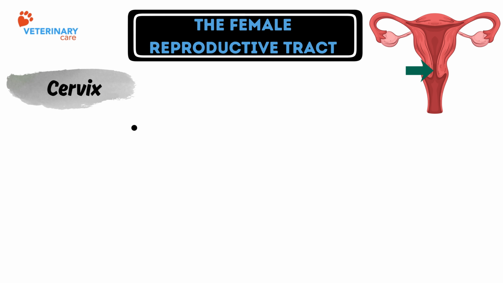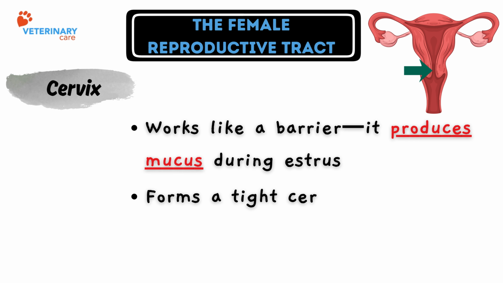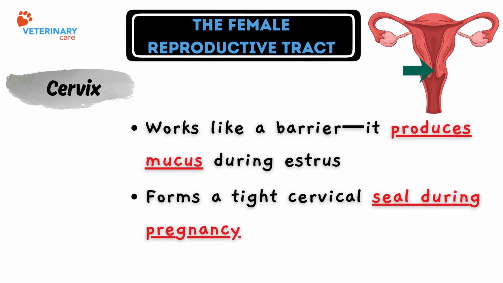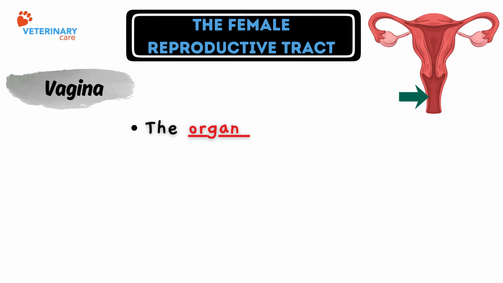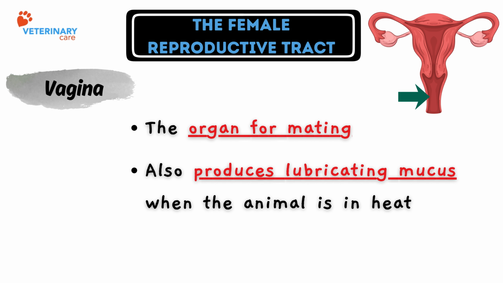The cervix works like a barrier. It produces mucus during estrus and forms a tight cervical seal during pregnancy. The vagina acts as the organ for mating, and it also produces lubricating mucus when the animal is in heat.